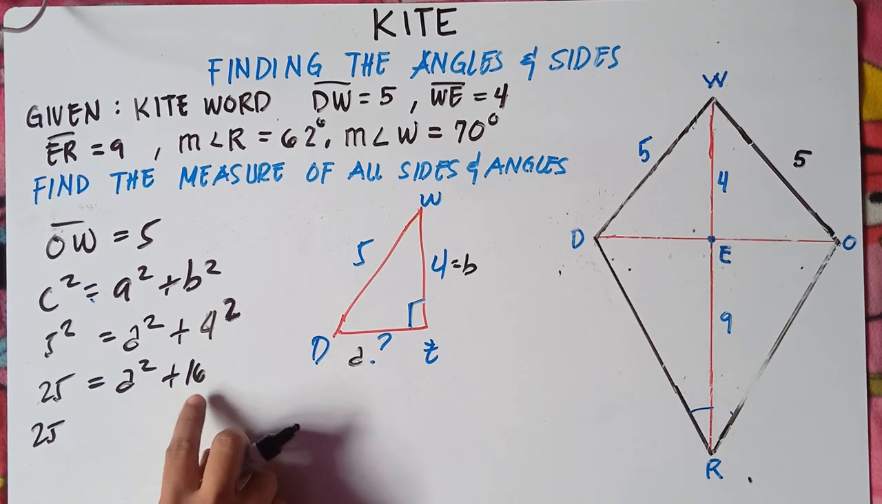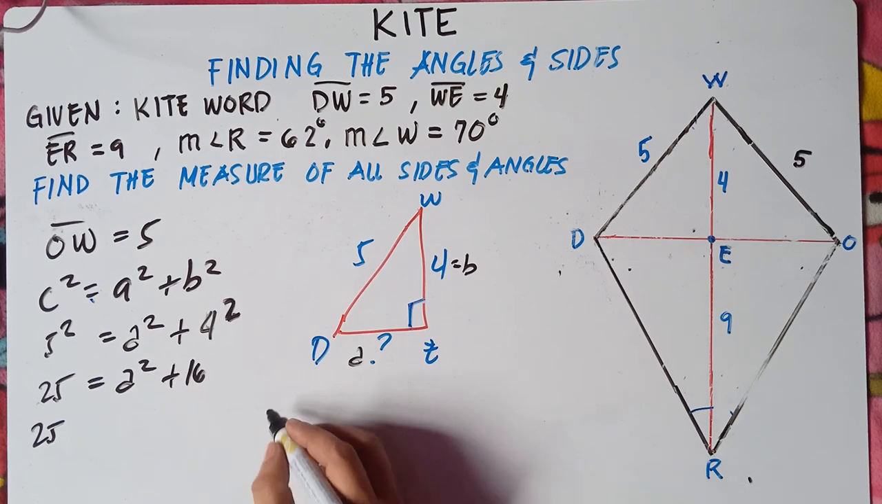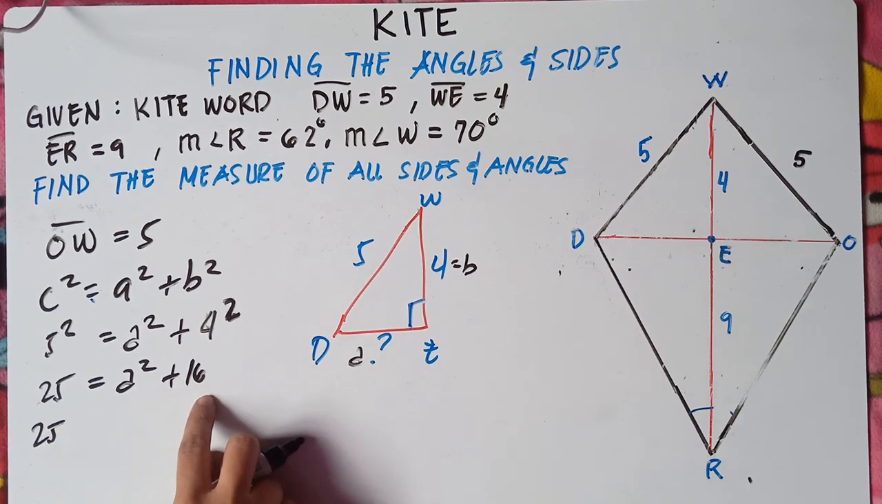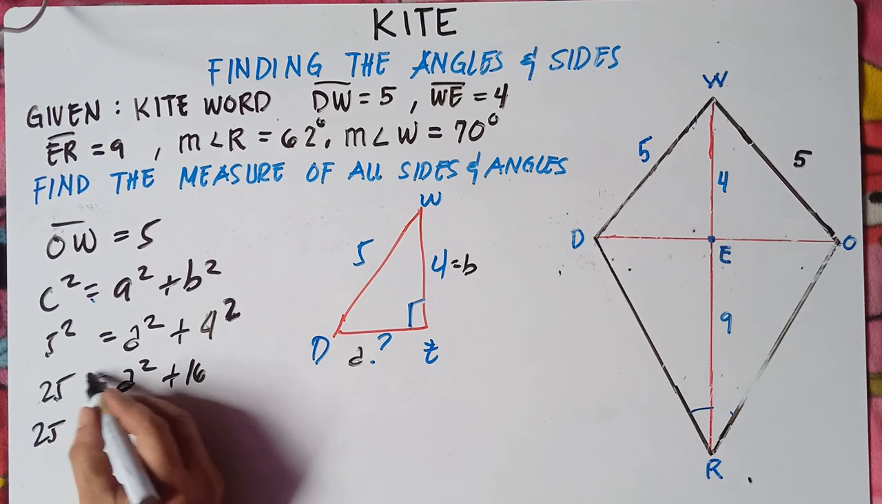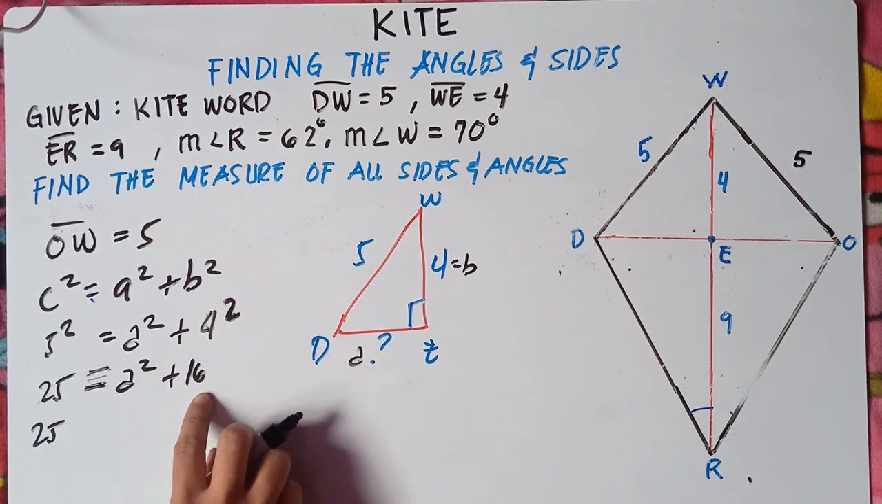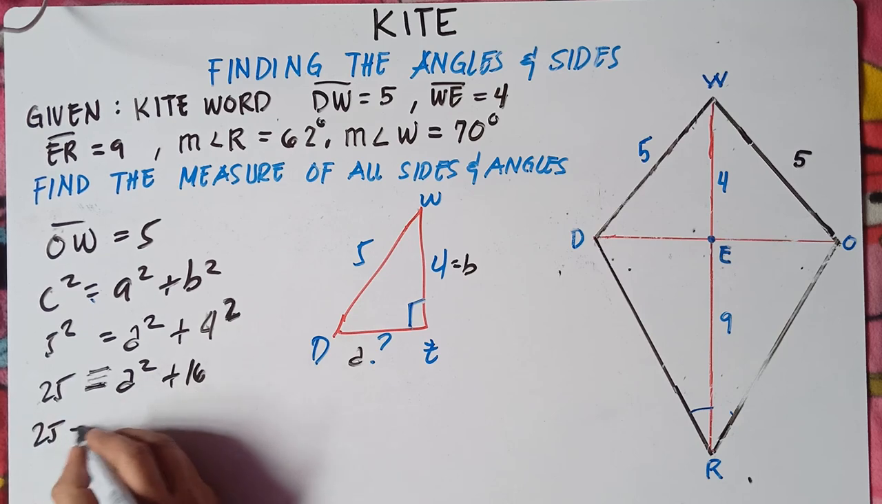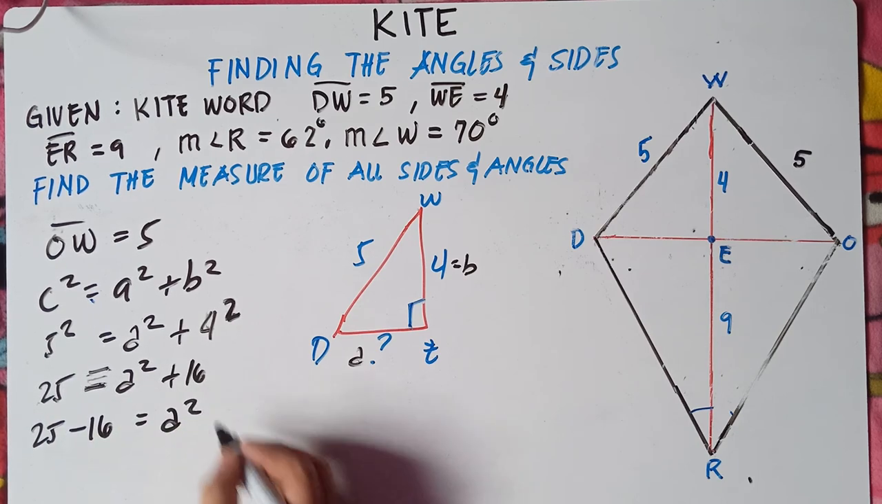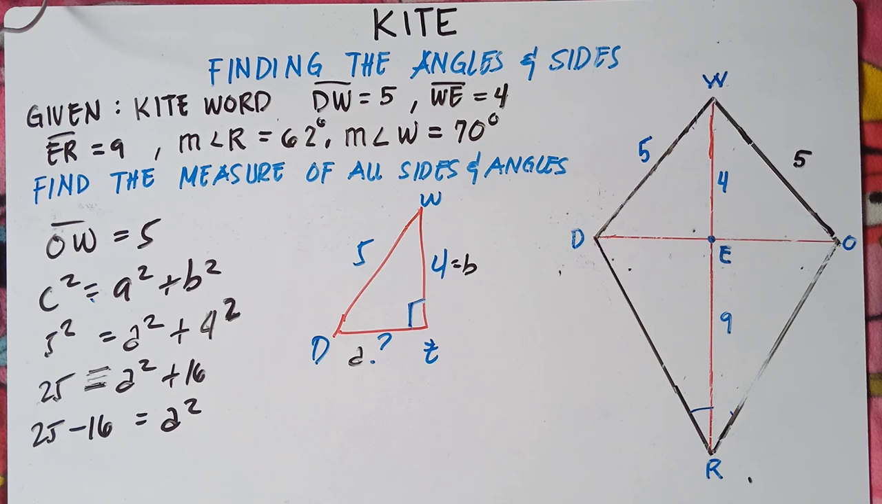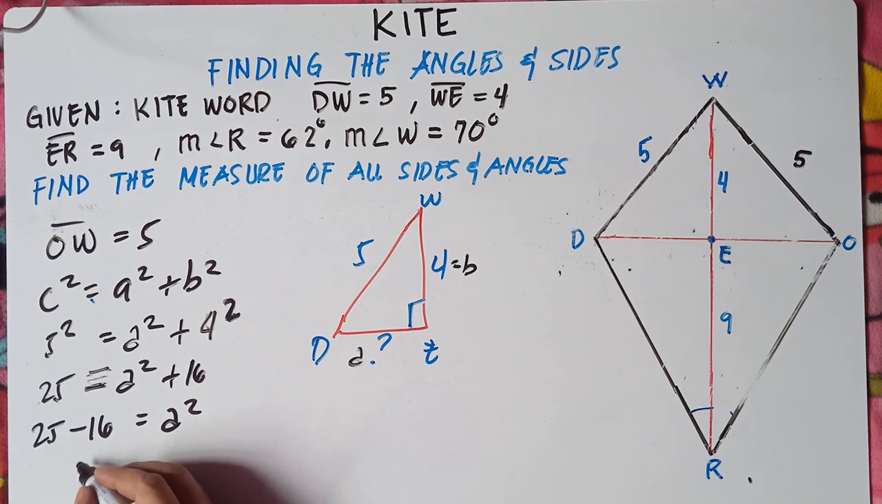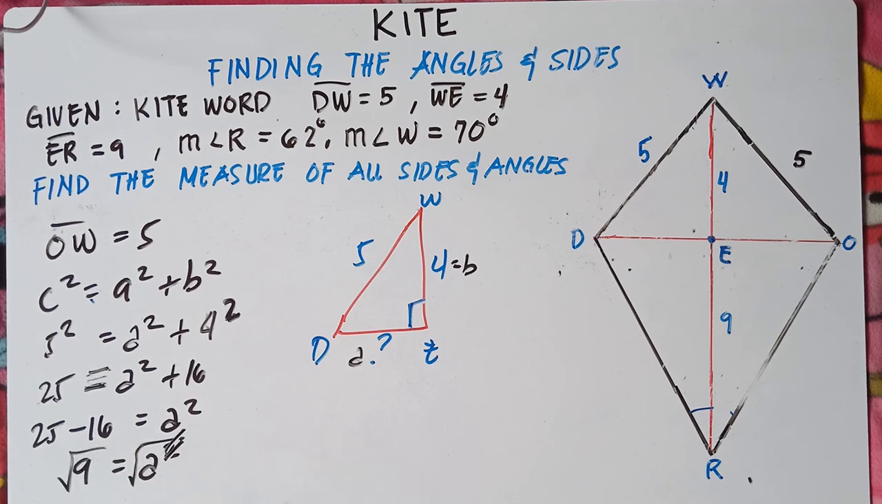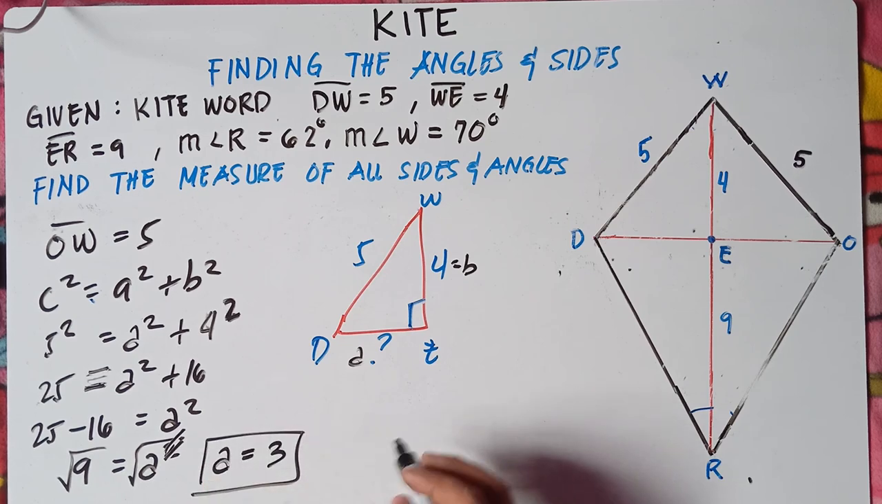Change the sign. Once again, class, do not forget that once you transpose a number from the right to the left of the equal sign, you will always change the sign. Since 16 is positive, it becomes negative. 25 minus 16 equals a squared. 25 minus 16 is 9, equals a squared. To get the value of a, extract the square root of both sides. Square root of 9 is 3, so a is equal to 3.